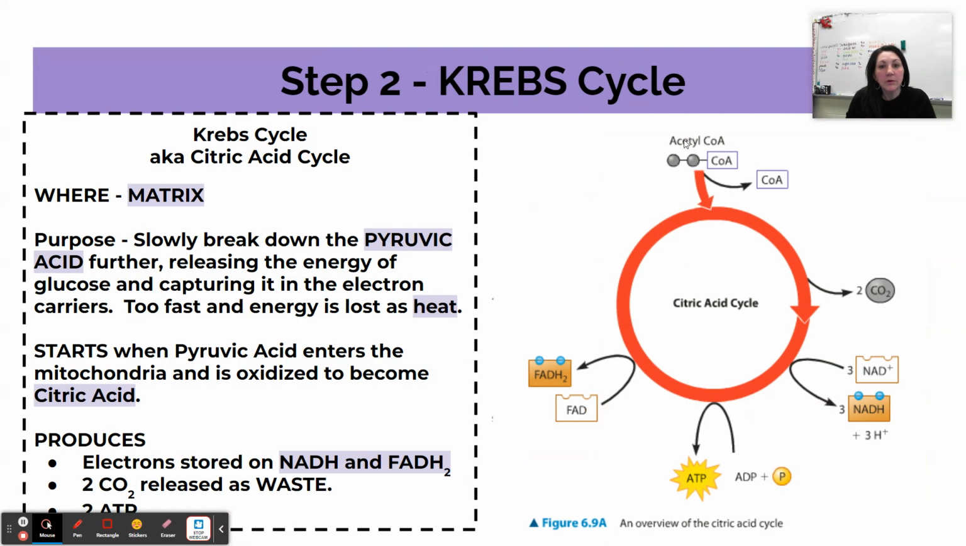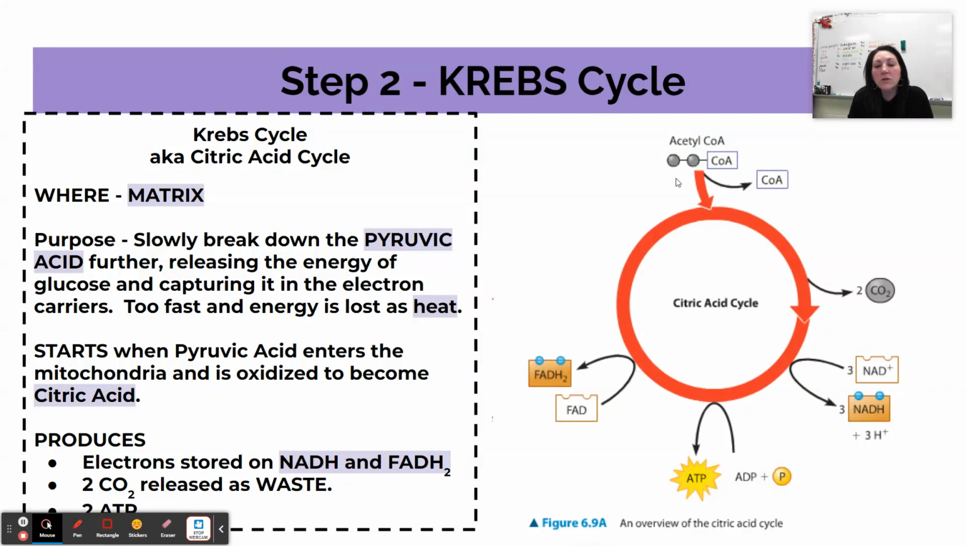From there, we're going to enter the Krebs cycle. So now we're getting into the mitochondria. Now, again, this can only happen with oxygen. Your ticket into the mitochondria is oxygen. So you cannot get into the Krebs cycle if you do not have oxygen available. And the Krebs cycle is happening in the matrix, the very center of the mitochondria.